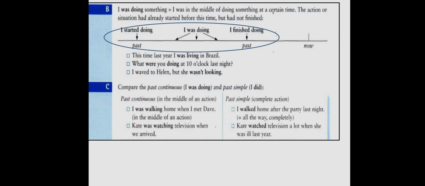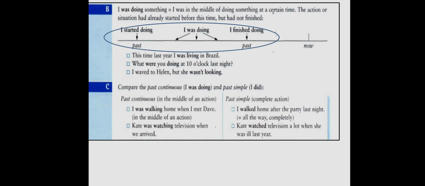For example, we say this time last year. This time means at this moment. Last year. What was going on? I was living in Brazil. I was living before this time, this moment, and I remained living after this moment. But when last year, today I am not there.